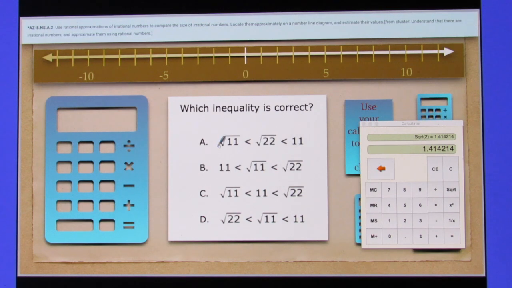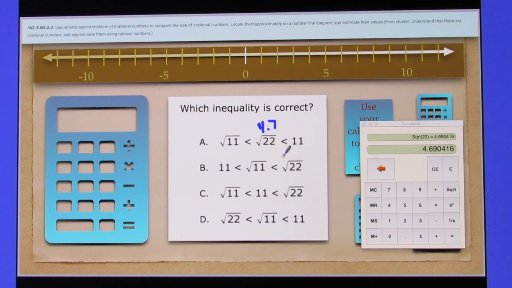Let's do that again. The square root of 11, and then they turn the symbols around, so we have less than signs now. So the square root of 11 is less than the square root of 22. Boy, that sounds right. The square root of 22 is less than 11. That might sound right to you, but let's absolutely prove it with our calculator again. Square root of 11 is 4.7 or 4.69.